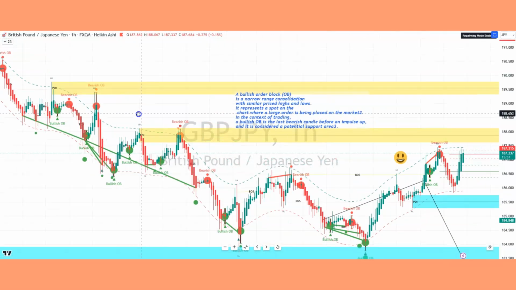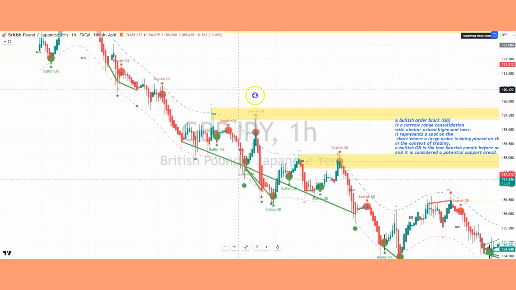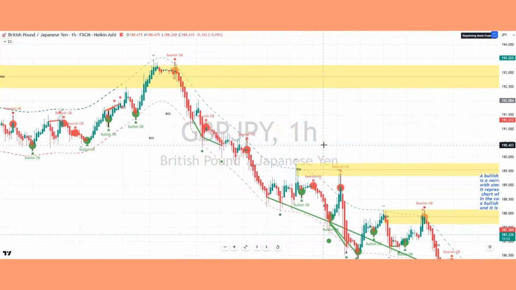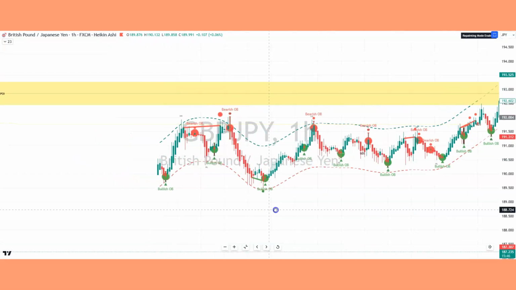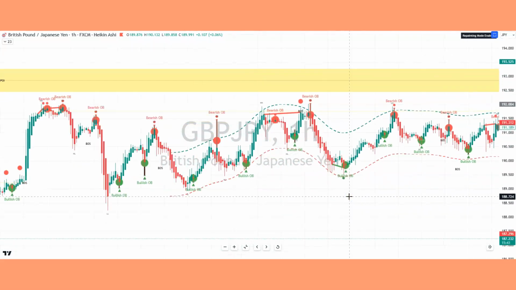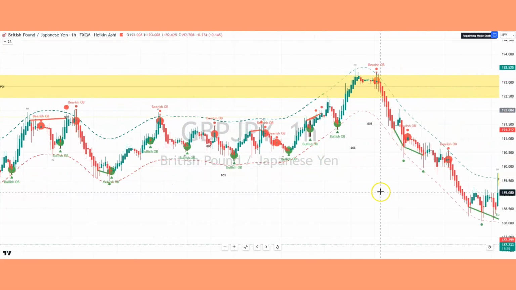So let me scan back and just see where you think you might have bought or where you might have sold. Okay, so that just gives you a feel of what's happening here on the 1 hour chart.